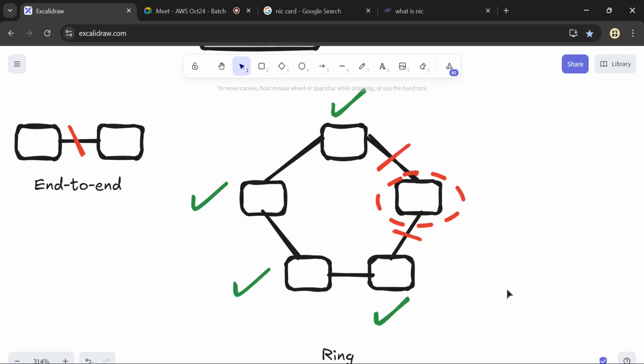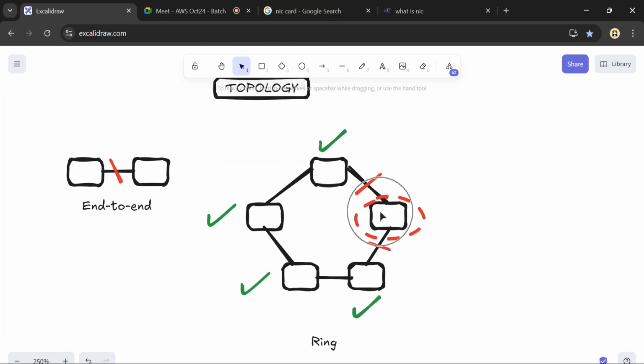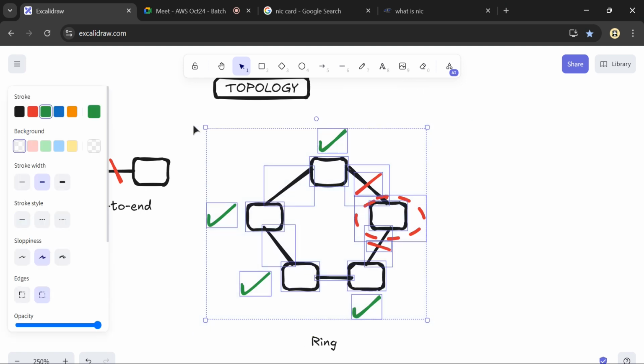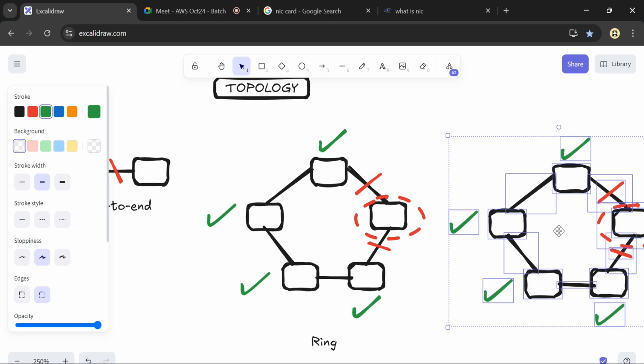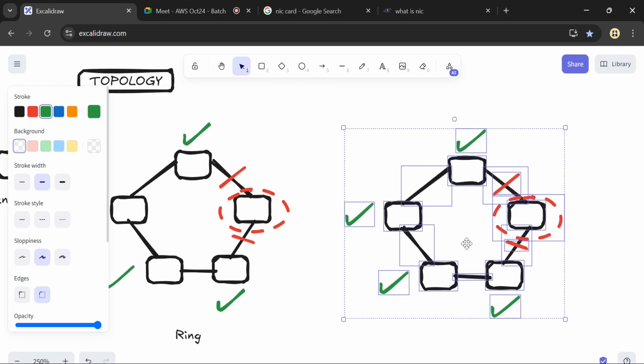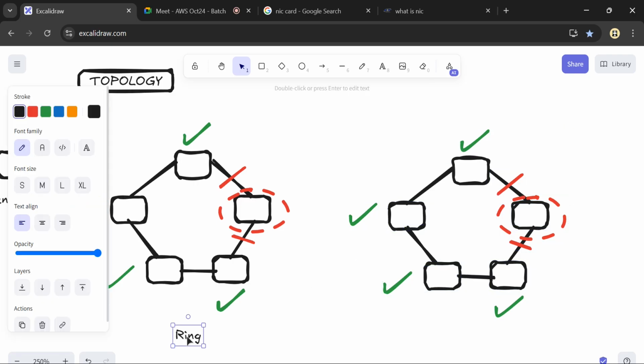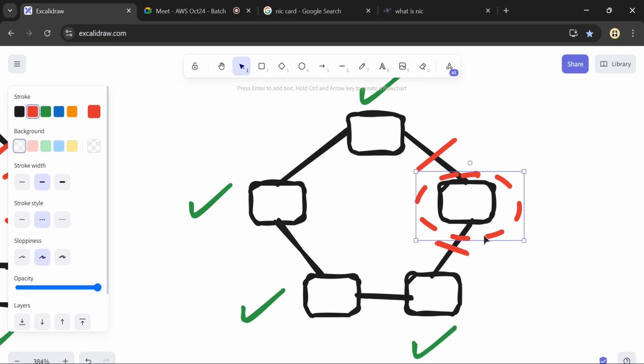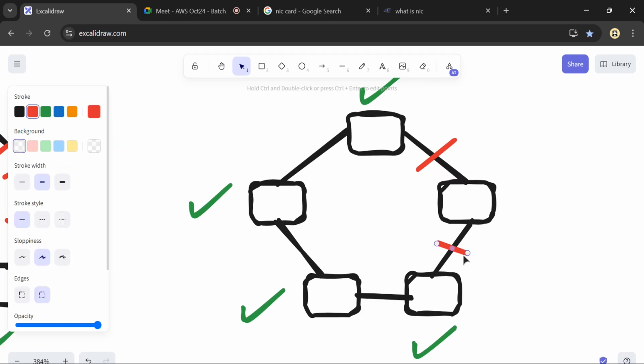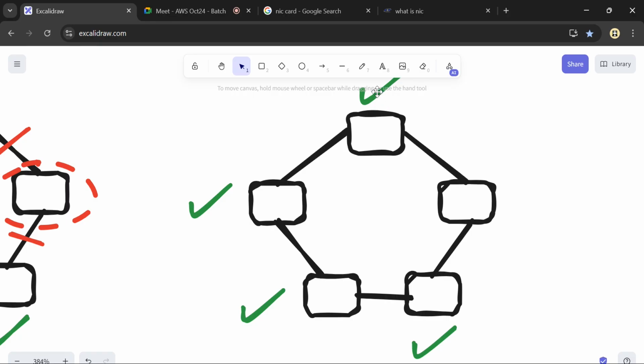Right? So they are connected in a ring, but in case this breaks, then the communication will break. If you don't want the communication to break for this device, there is another connection or topology that is used, called a star topology. Now what is a star topology? These devices are not connected like this, but they use a common medium, or let's say a common device, to connect with each other.